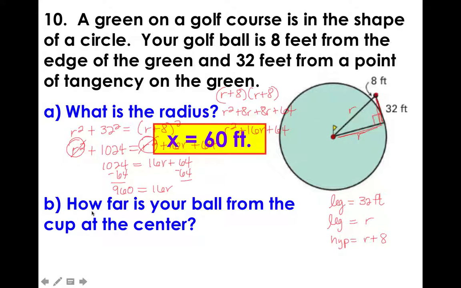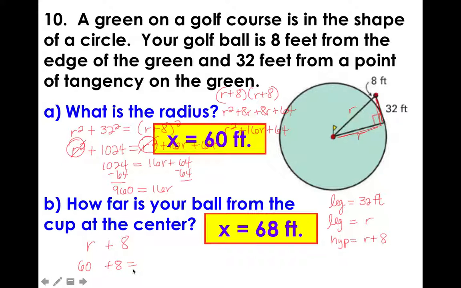The second part says, how far is the ball from the center of the cup? From the center of the cup, this particular ball is not only R, because that's our hypotenuse. Not only is it R, but it's R + 8. We just found R to be 60. So therefore, we do 60 + 8, and it comes out to be 68 feet.